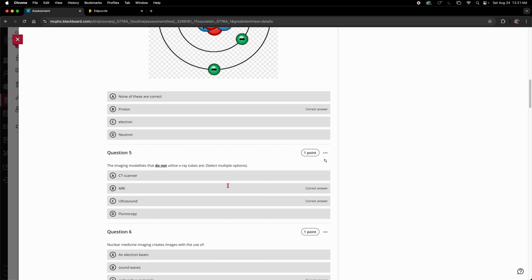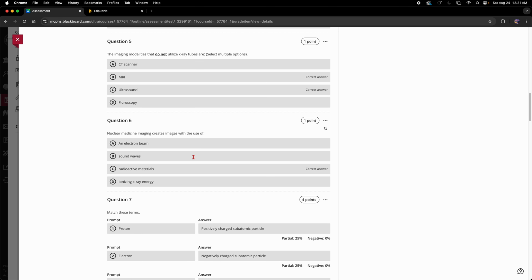Imaging modalities that do not utilize X-ray tubes are, that'll be MRI and ultrasound. Hopefully you selected at least 2 options. MRI and ultrasound do not have X-ray tubes. Fluoroscopy and CT scanners do. Nuclear medicine creates images with the use of radioactive materials, not X-ray energy, not sound waves, not an electron beam.